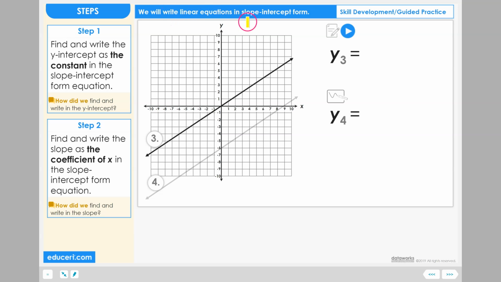Let's write linear equations in slope-intercept form. Equation line number 3. Step 1. Find and write the y-intercept as the constant in the slope-intercept form equation.